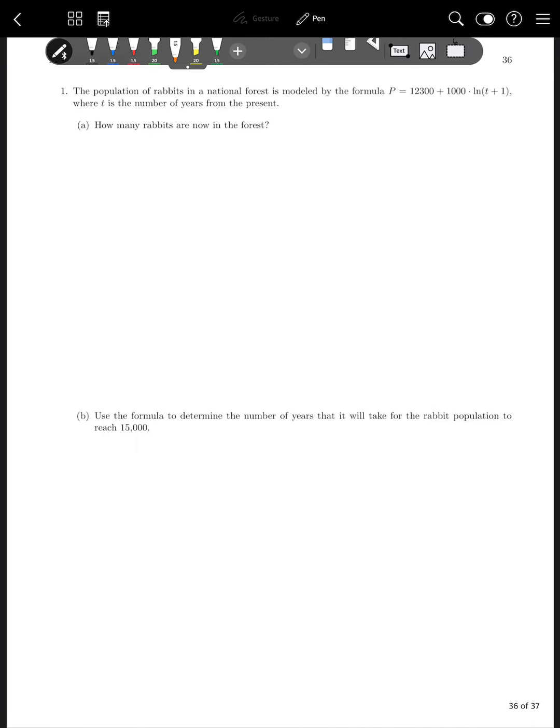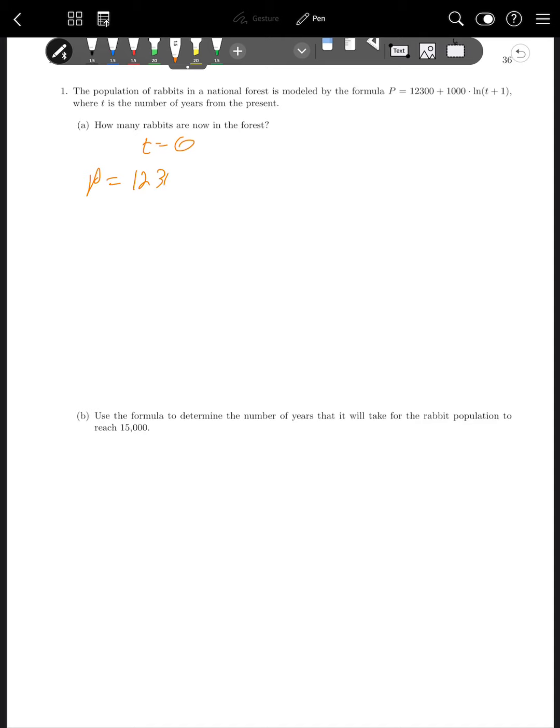Okay, and so we could go ahead and go through. Those are examples of half-life problems, so that's using a fixed formula. But you could also do problems that involve a given formula. So this says the population of rabbits in a national forest is modeled by the formula population P equals 12,300 plus 1,000 times the natural log of t plus 1, where t is the number of years from the present. How many rabbits are now in the forest? Well, that just means t equals 0. So we just plug that in our formula.